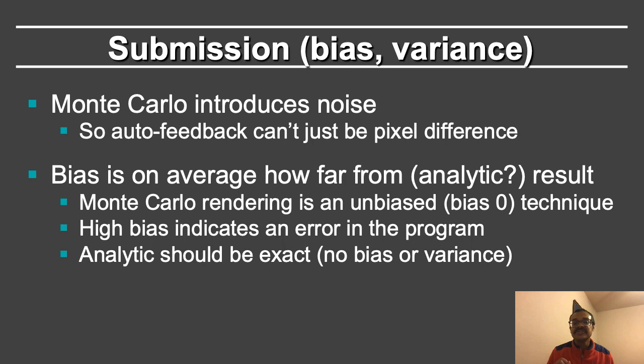The bias is on average how far your result is from the true solution. The true solution is either the analytic solution if we can compute it, or a solution shooting thousands of rays per pixel to converge to the true result. Monte Carlo rendering should be an unbiased, bias zero technique, so if on average you differ from the true solution, there's something wrong in your program. And the comparison to analytic should initially indicate whether you have issues with bias.